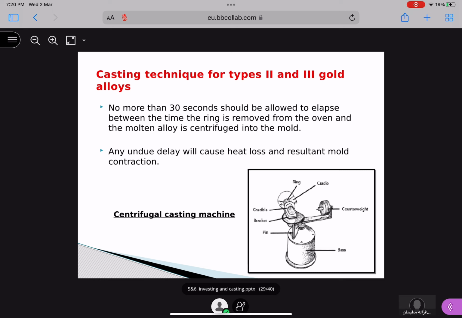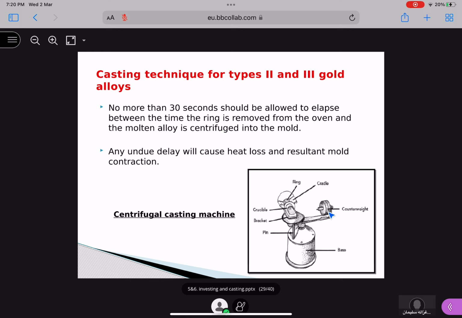Now is the time to put the alloy there. When you are putting the alloy, that method is called the casting technique. Because we are using the gypsum bonded investment, it was used for type 2 and 3 gold alloys. So no more than 30 seconds should be allowed to elapse between the time the ring is removed from the oven and the molten alloy is centrifuged into the mold.